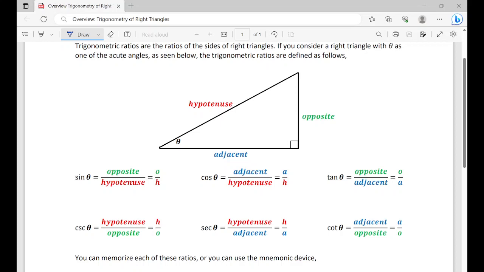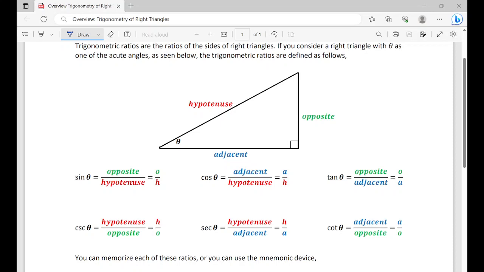as so. Sine theta is opposite over hypotenuse, O over H. Cosine theta is adjacent over hypotenuse, A over H. Tangent theta is opposite over adjacent, O over A.